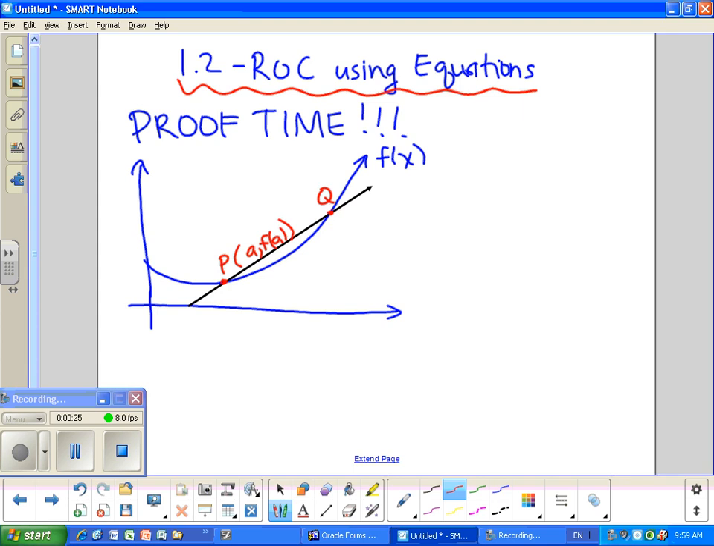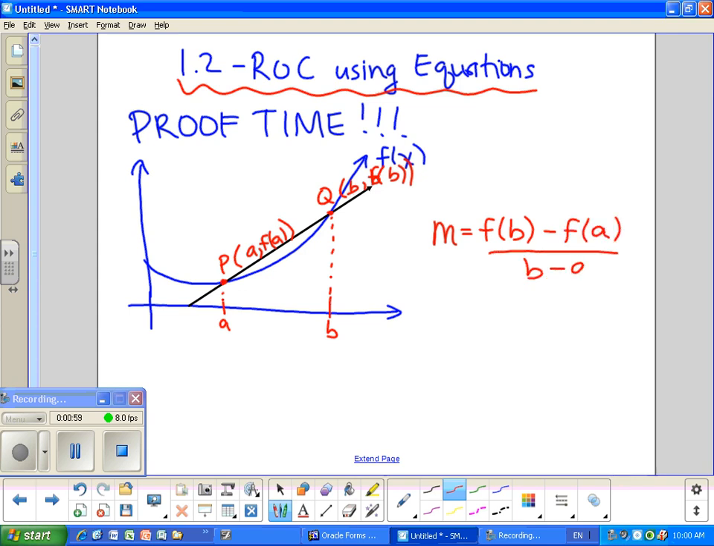And so if Q is B, where the x coordinate is B, so you can look at that down here, that's A, and that's B. What will the y coordinate be? F of B, perfect. And so if we were to calculate the slope using those points, what will the slope be? Yep, f of B minus f of A over B minus A. Perfect. Okay, so that's our slope using these points.